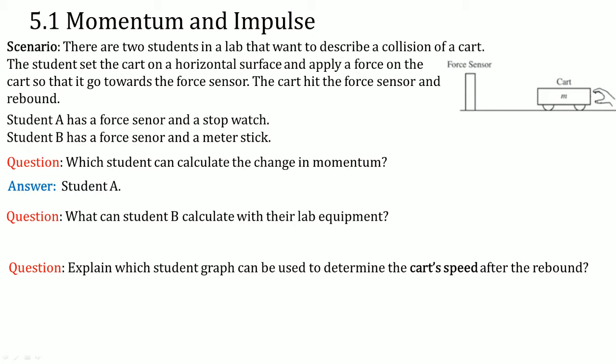The answer would be student A. The force sensor and the stopwatch allow him to use the formula delta P equals force times delta T, which is change in momentum equals the force times the change in time.